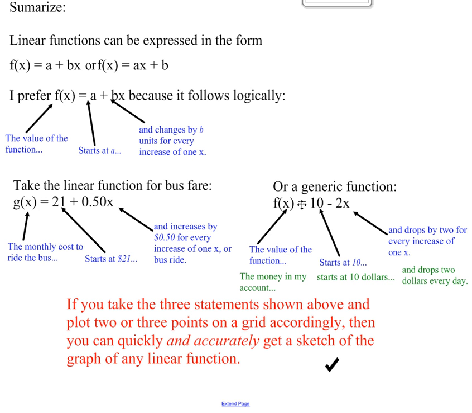Here's a function. It doesn't have any context at all. y equals 10 minus 2x. But I could express it as the money in my account starts at $10 and drops by $2 for every day. So now all of a sudden I see again a constant rate of change. Here's the slope of the line that I'm going to be dealing with. Here's where I start drawing my line, and this represents your independent and dependent variables as always.